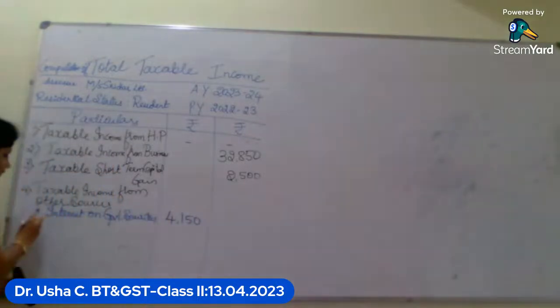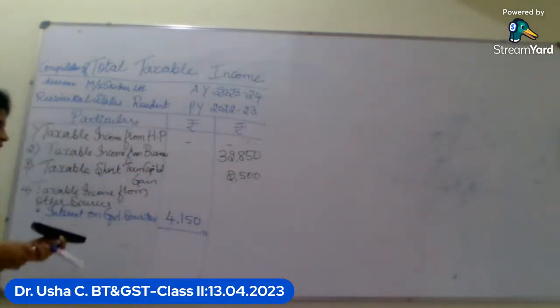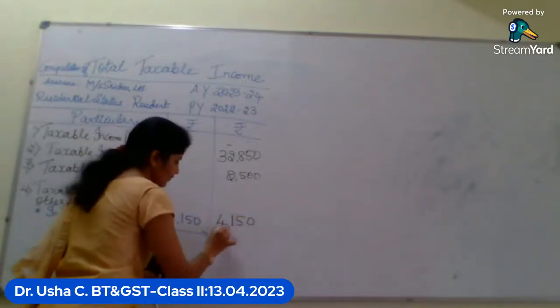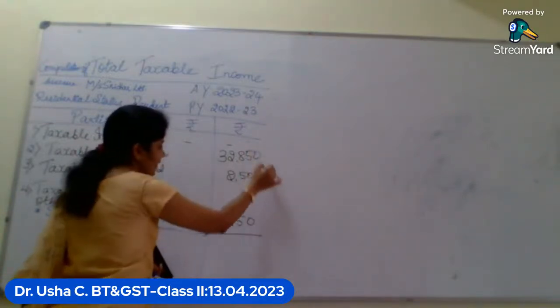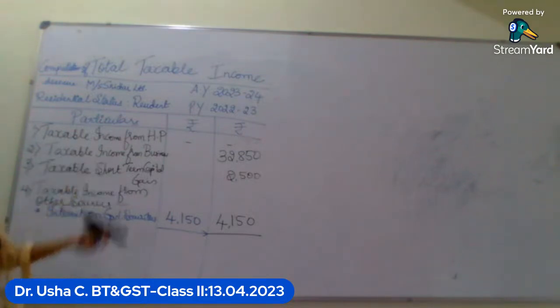Just look into this. Any other items are there? No other items, correct? I'll take this amount of 4,150 to the outer column. So all the four heads of income we have taken: taxable income from house property, taxable income from business, taxable short-term capital gain, and taxable income from other sources. We have taken all the four heads of income.